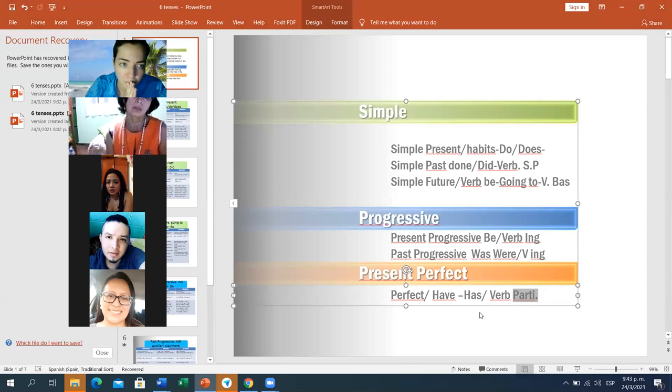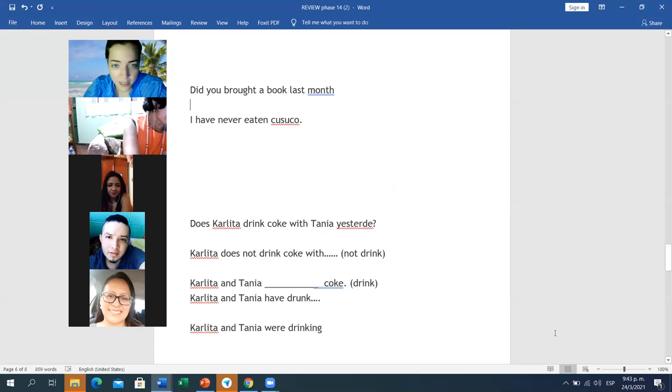Continuando con la pregunta. He comido. He bebido. It is a past. Estamos expresando como una acción que ha hecho y la está expresando como alguna vez. For example.